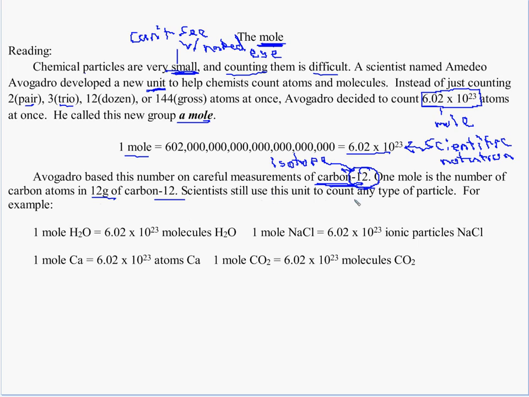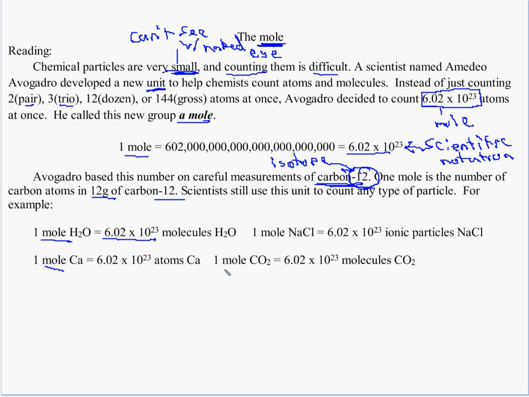Scientists still use this unit to count any type of particle. So for example, if you have a mole of H2O, that's 6.02 times 10 to the 23rd molecules. It's a molecule because H2O is a covalent compound. 1 mole of calcium is 6.02 times 10 to the 23rd atoms of calcium. It's not bonded to anything, so it's just an atom.